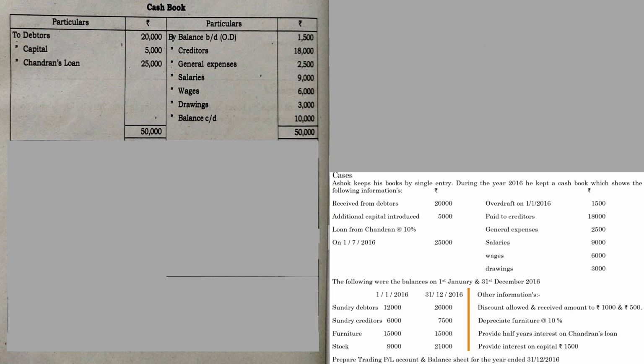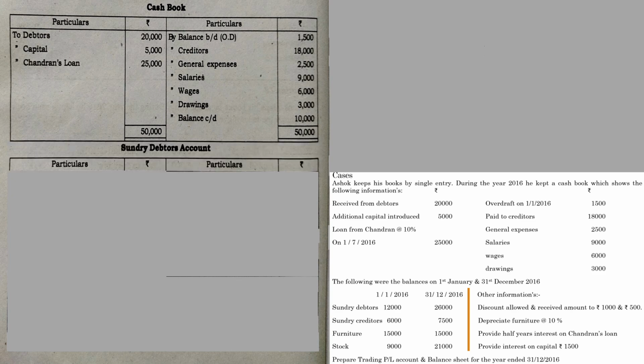Next, which account has to be prepared? Let us begin with the next important one, debtors. Similarly, the same pattern, particulars, amount, and go through the question where the opening and closing balance of debtors is given. See, 12,000 and 26,000. So let us write down the balances on the appropriate side. Since it is an asset, the opening balance will be a debit balance, so it will be shown as balance brought down 12,000, and the closing balance is also given in the question, so by balance carried down 26,000.